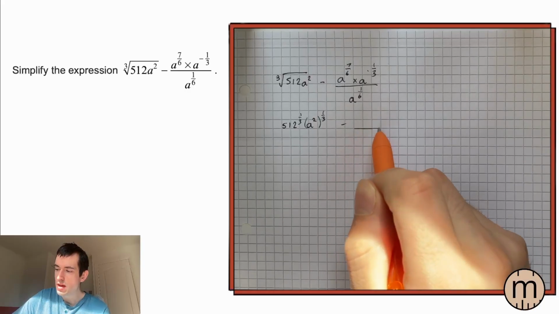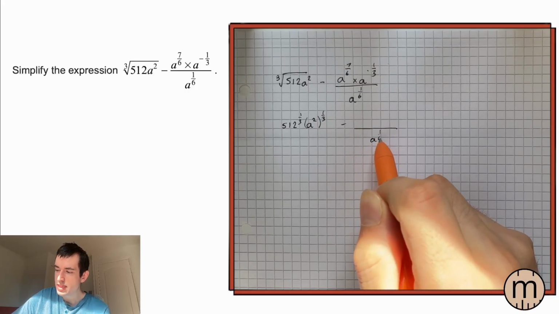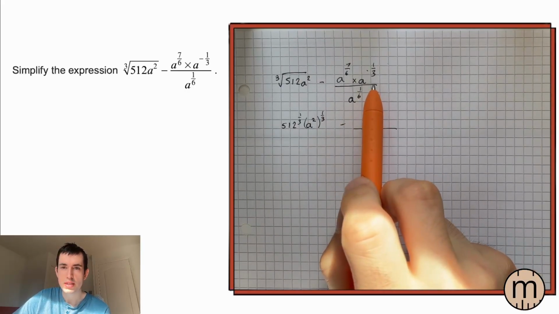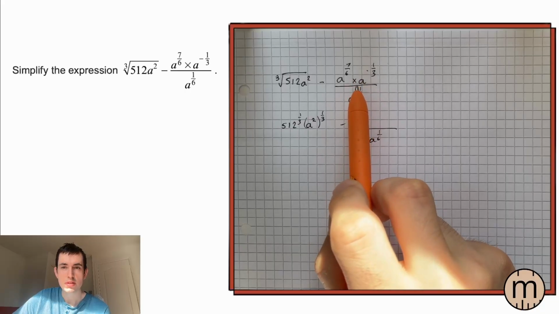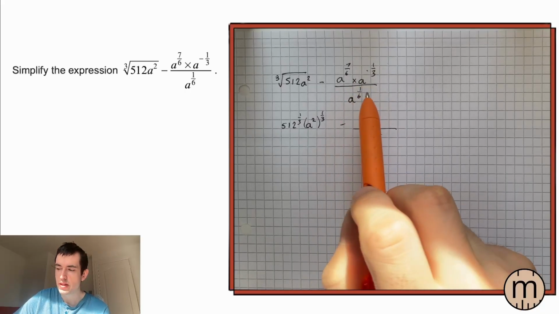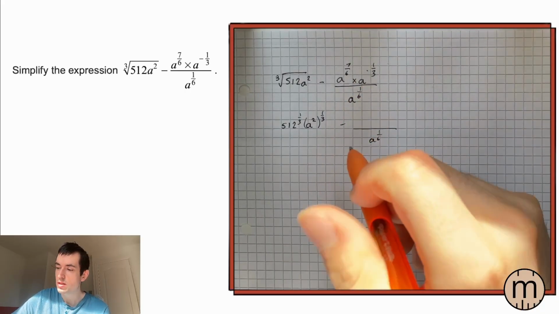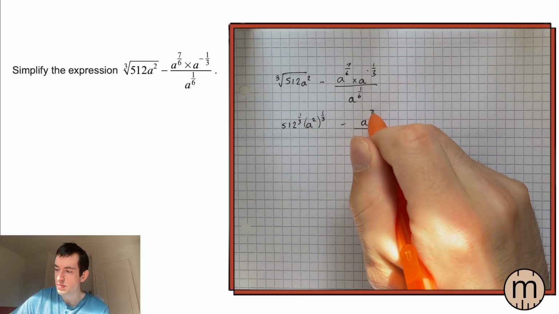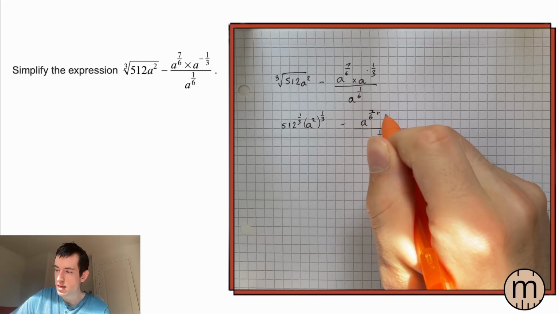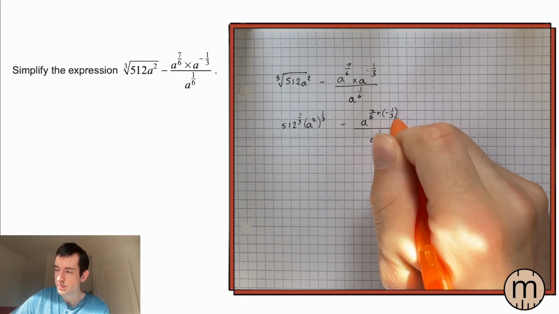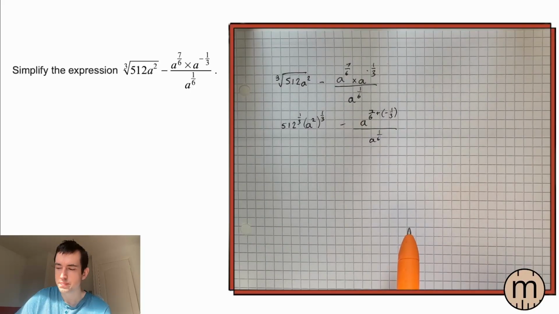Moving over here, I'm going to leave the denominator as it is for now, but the numerator is timesed. These 2 a terms are times, they are the same base. The rule is that we have to add those powers together. So 7 over 6, and then it's going to be plussing minus a third.